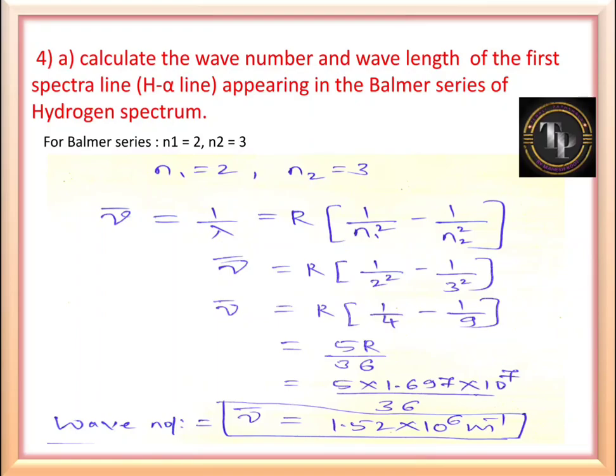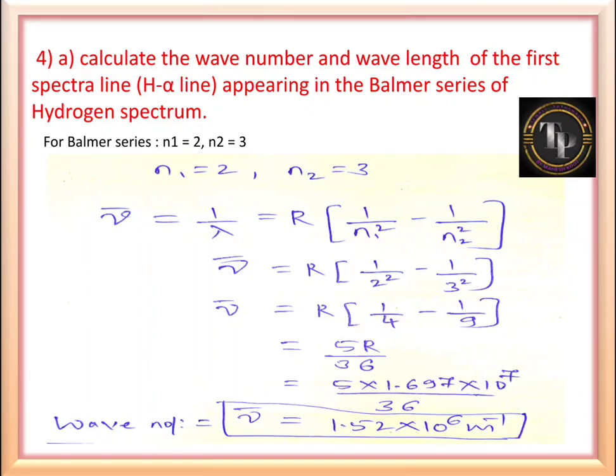If N1 is 2 and N2 is 3, nu bar means wave number, which is the reciprocal of wavelength. Nu bar is equal to 1 by lambda, which is equal to the same formula, R into bracket 1 by N1 square minus 1 by N2 square. Put the values: 1 by 2 square minus 1 by 3 square, 1 by 4 minus 1 by 9. LCM is 36, 9 minus 4, you will get 5 R divided by 36.